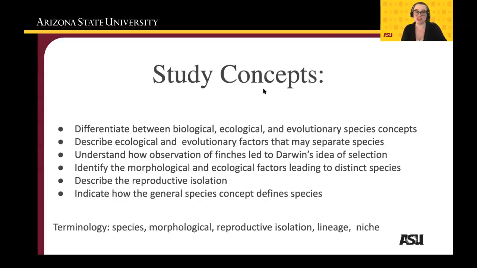Students should be able to differentiate between biological, ecological, and evolutionary species concepts. Students should be able to describe ecological and evolutionary factors that separate species. Students should be able to understand how observations of finches led to Darwin's idea of selection. Students should be able to identify the morphological and ecological factors leading to distinct species. Students should be able to describe the reproductive isolation mechanisms. Students should be able to indicate how the general species concepts define species.